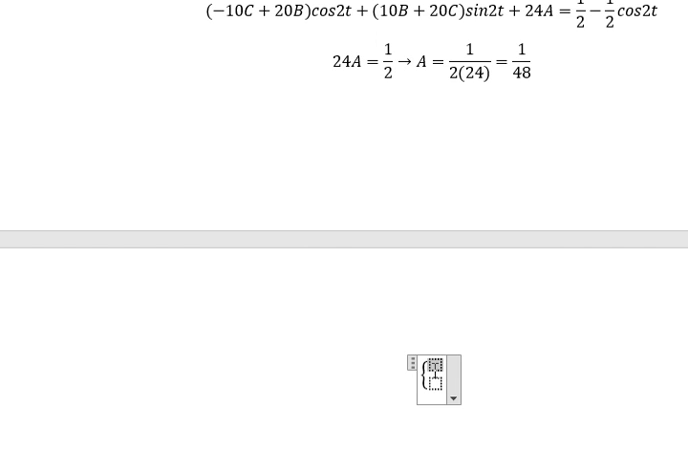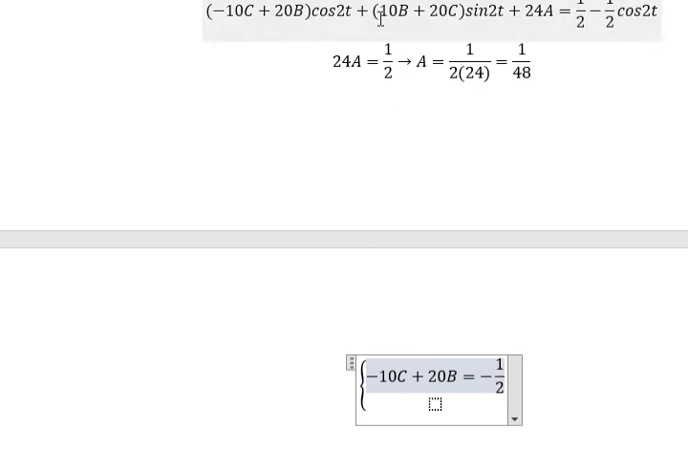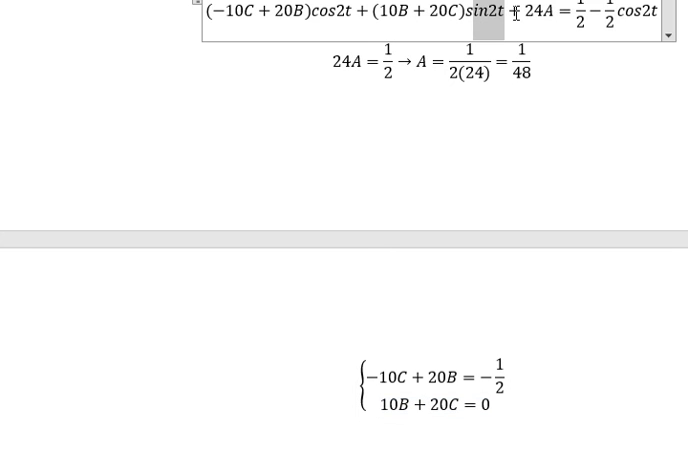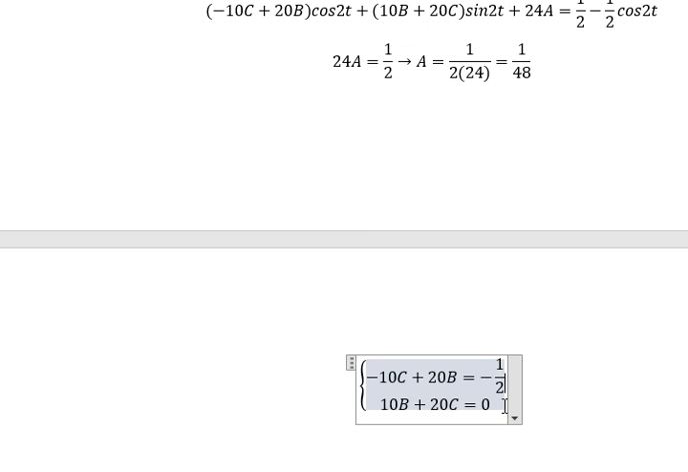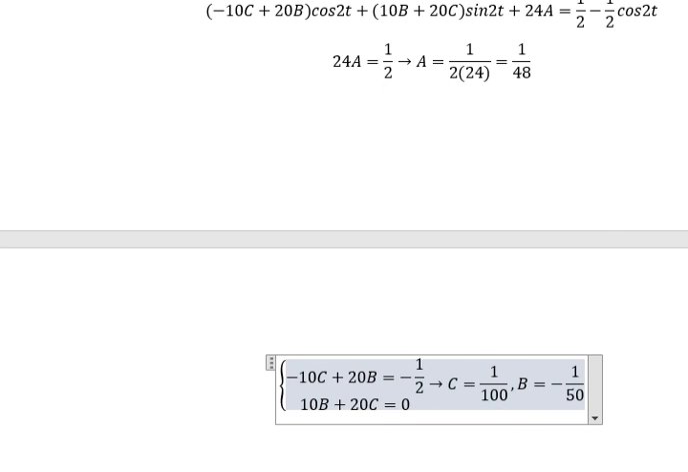So that is negative 10c plus 20b. This one we have cosine 2t, so this one we have negative 1 over 2, so we put negative 1 over 2 in here. The next one, 10b plus 20c equals to number 0 because we don't have sine 2t on the right. And now we need to find the solutions of c and b. So c equals to 1 over 100 and b equals to negative 1 over 50.